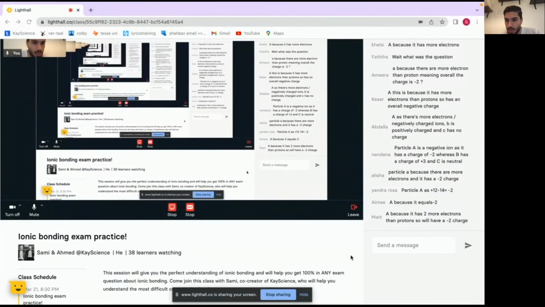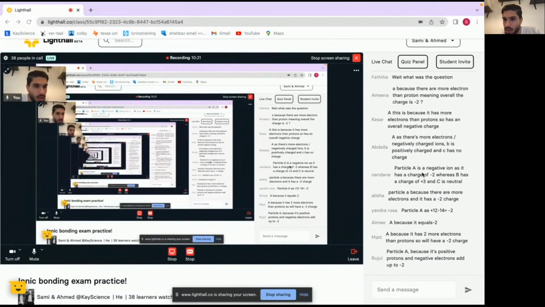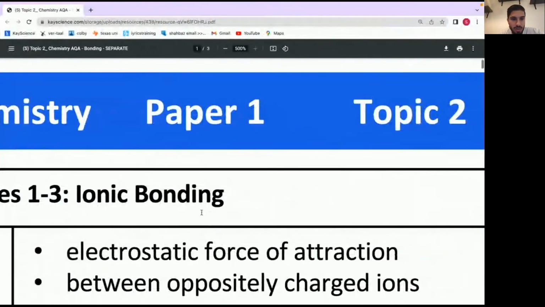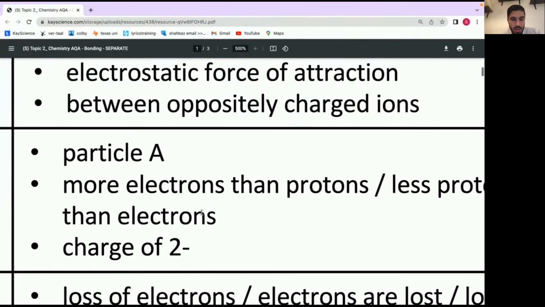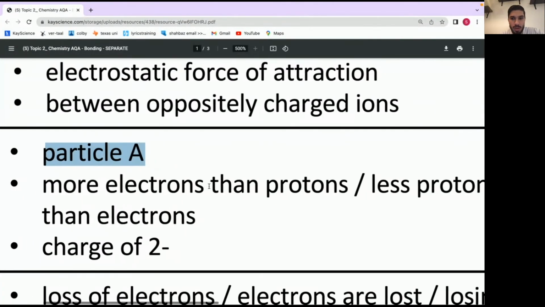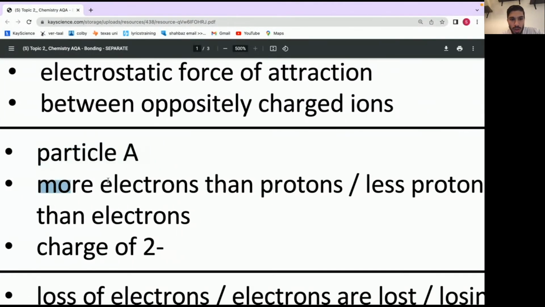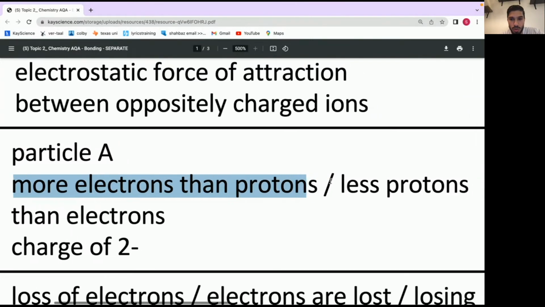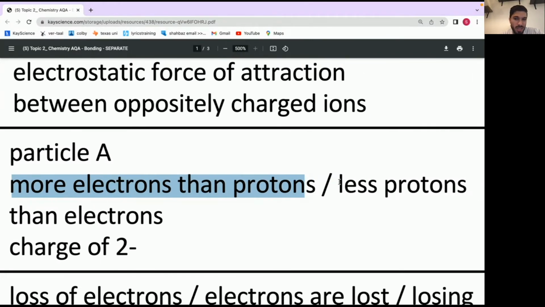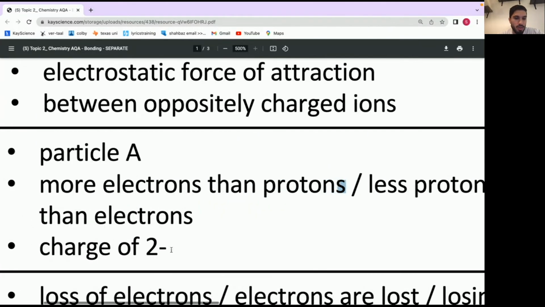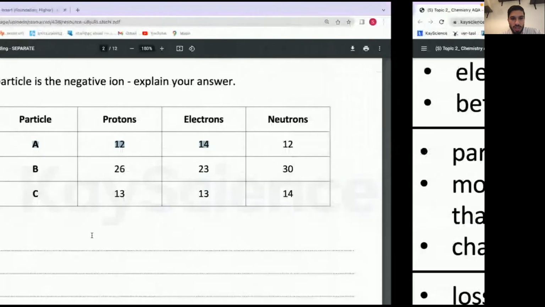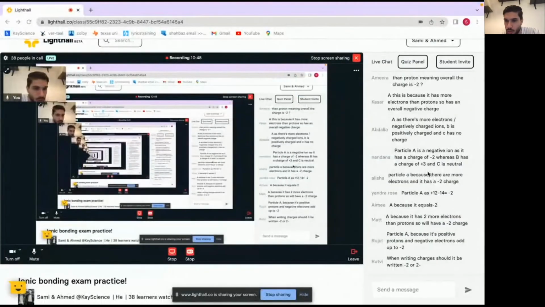I do want to make sure you have enough time. Okay, so I'm going to look at the mark scheme first for this one, and then we're going to go through the answers. So look, particle A, you get 1 mark for that, and then you get a mark for saying more electrons than protons, or the converse of that, which means the opposite, less protons than electrons, either one. And then you're saying a charge of 2 minus or minus 2 makes no difference. So particle A, more electrons than protons, the charge is -2 or 2 minus.